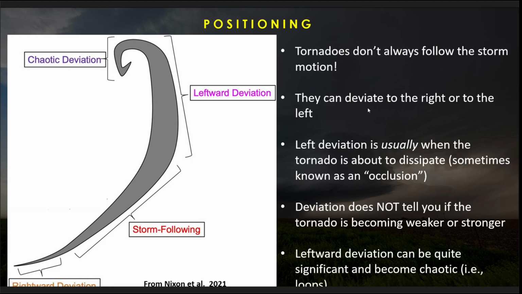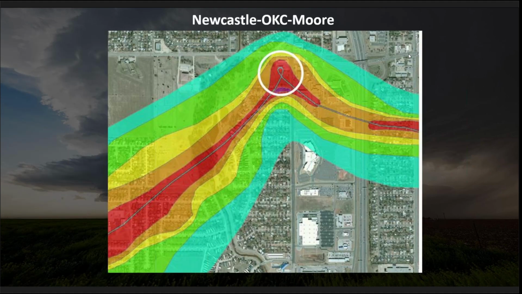Again, just re-emphasizing, tornadoes do not always follow the storm motion. That leftward deviation can be quite chaotic and significant. All right.